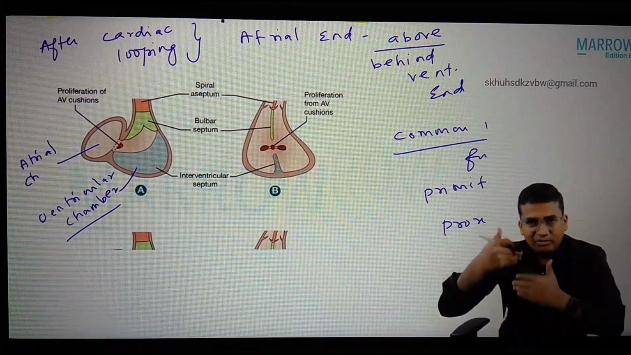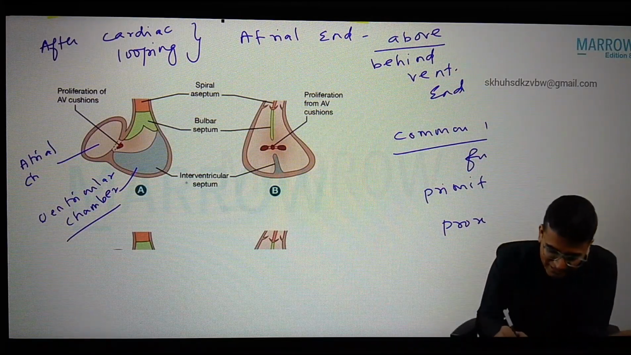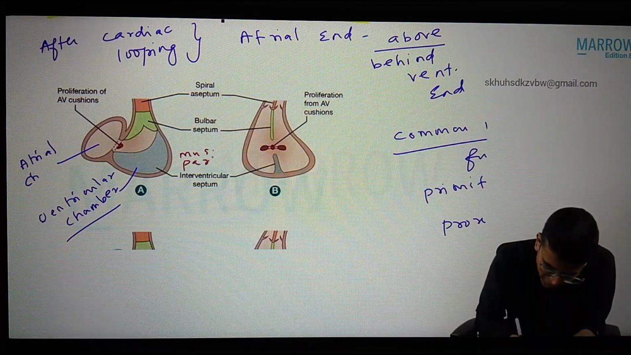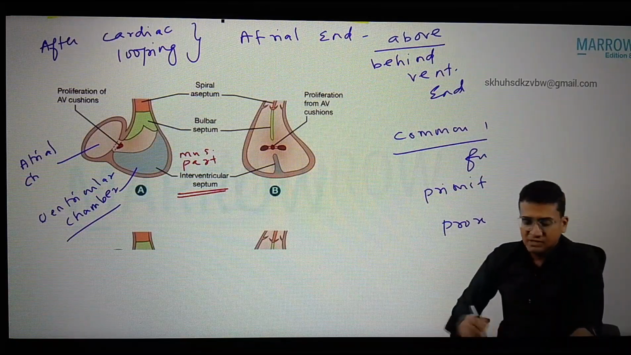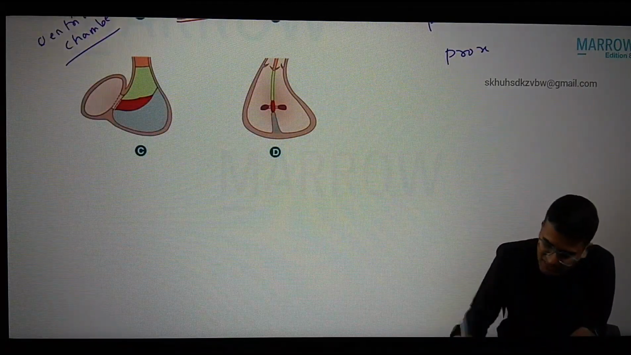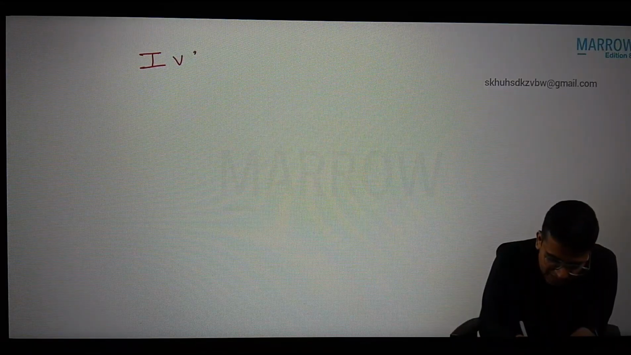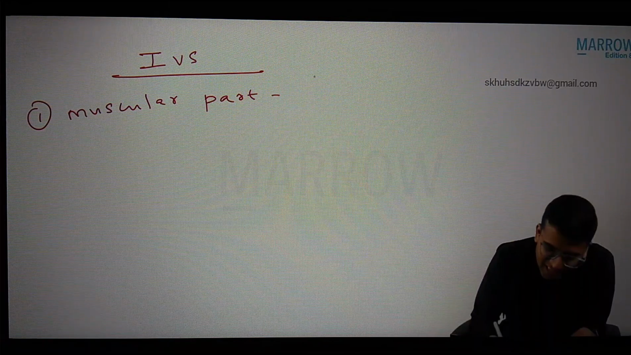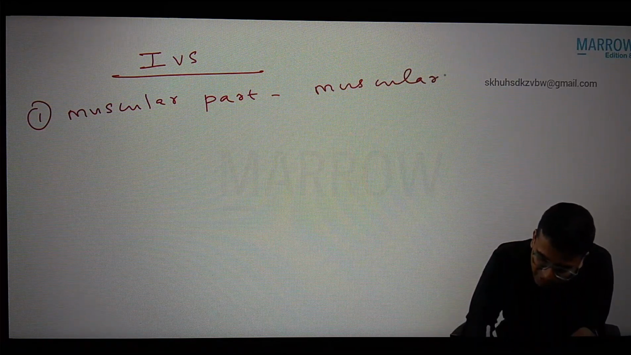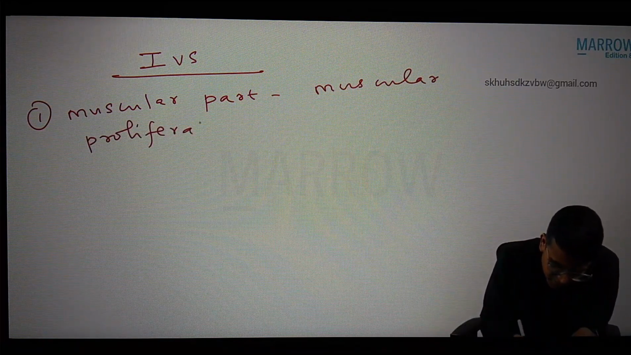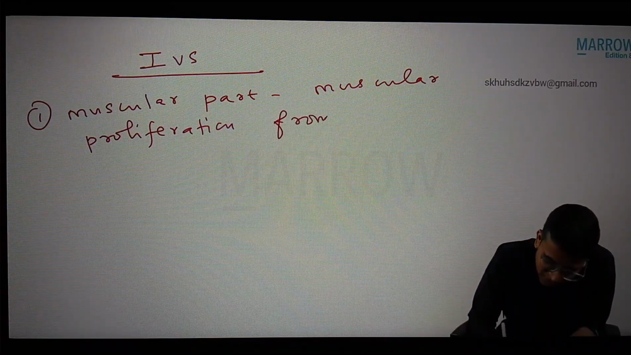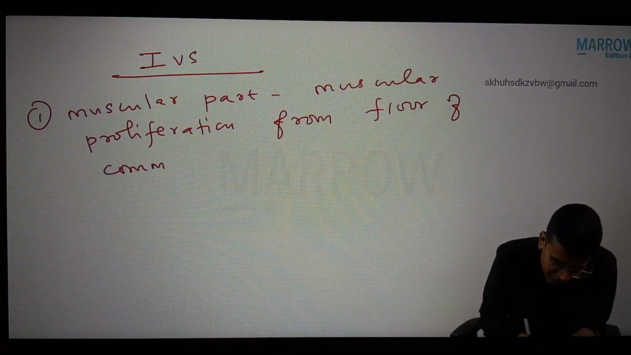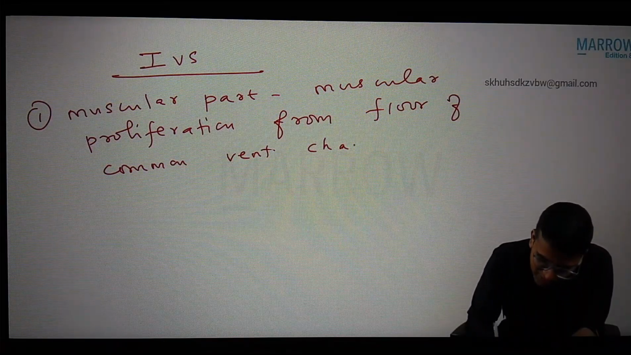Now in the common ventricular cavity, muscles will proliferate from the floor, and that is called the muscular part of the interventricular septum. So please write number 1, interventricular septum: the muscular part is derived from the muscular proliferation from the floor of the common ventricular chamber.